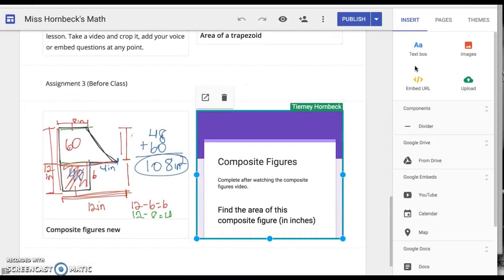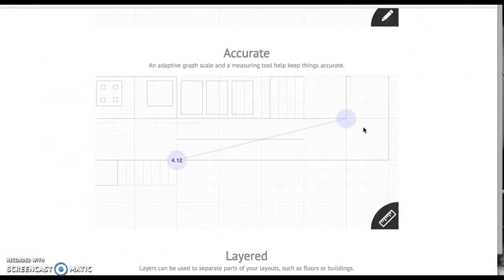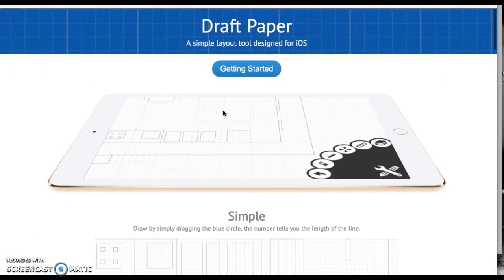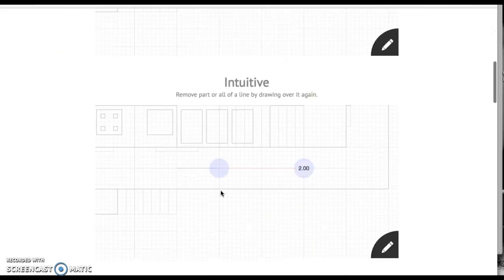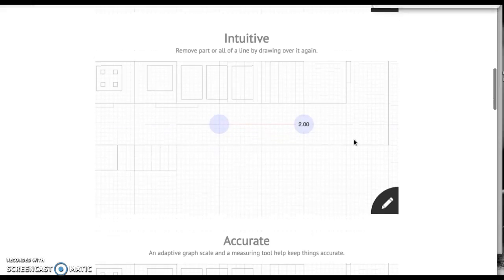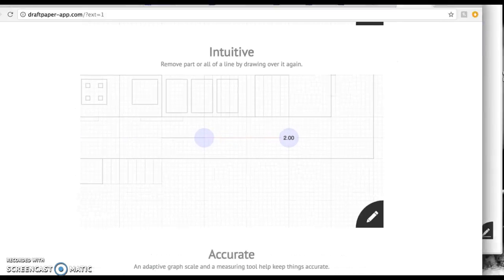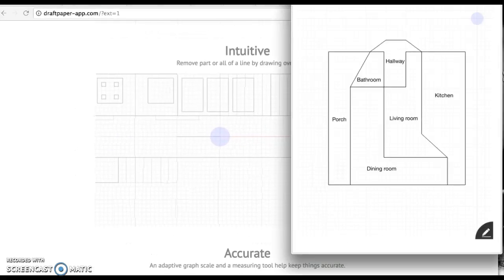The next day they would use an app called Draft Paper, and I have it on my iPad. Basically, they can draw lines, and it'll show them how long they are, and they can create their own composite figures. They're going to do this in the form of a floor plan for a house. They'll do this in probably groups of 3. And here's an example that I did.